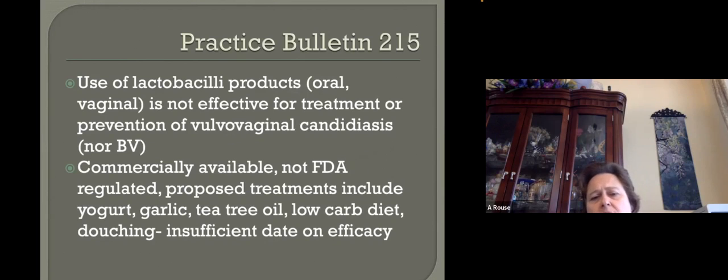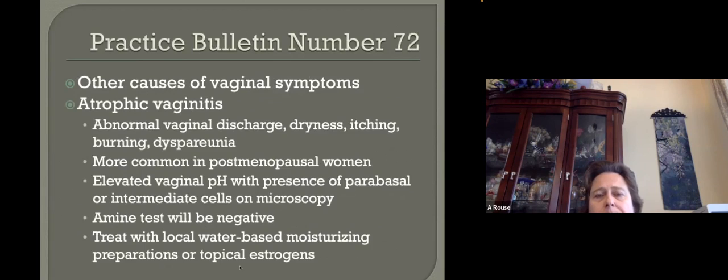Tea tree oil, that seems a little odd to be using or ingesting. A low carb diet, well, for your diabetic, that may actually be a reasonable choice, but is it going to help this? Maybe not, but it may have other benefits. And douching as well, insufficient data on the efficacy.